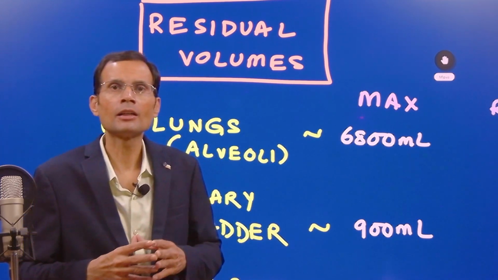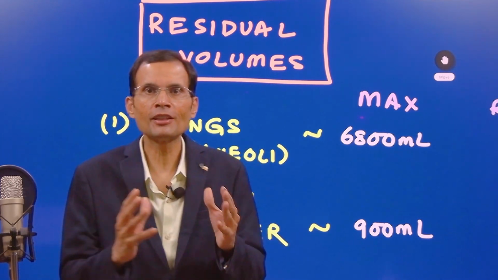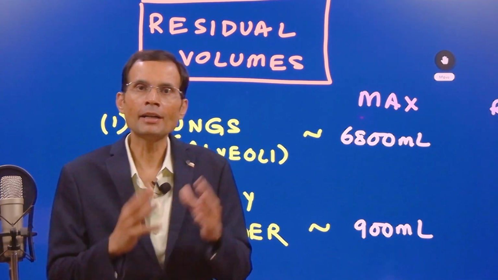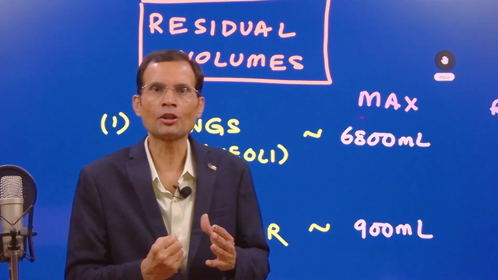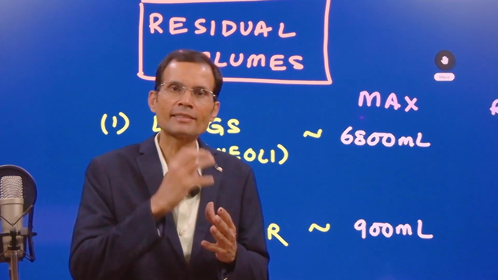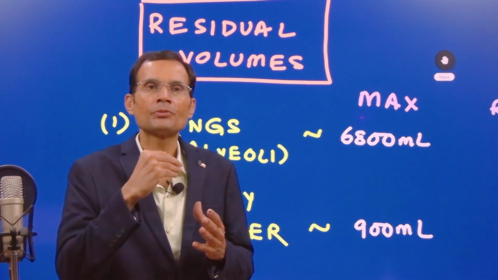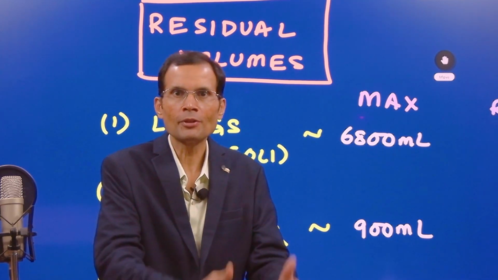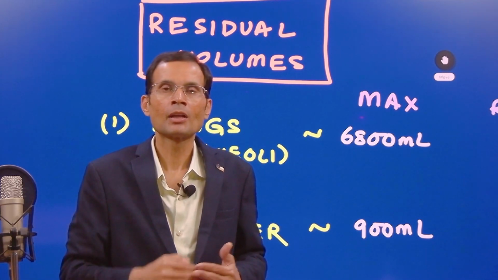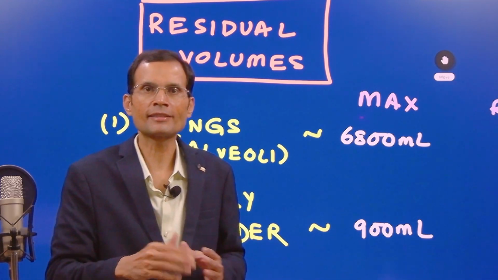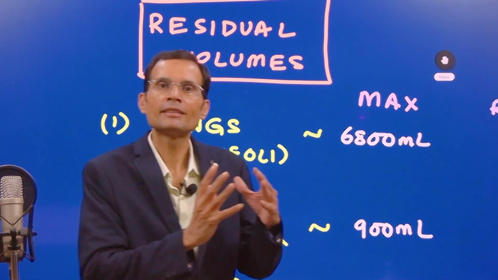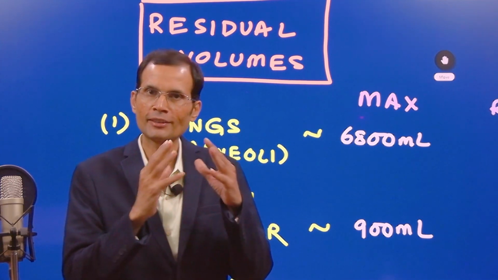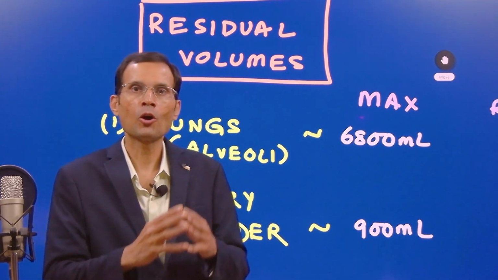We have a few hollow sphere-like organs or hollow viscera, and they receive the content. Once they are received and filled with the content, they send it outward. Now, whatever content was received by them, all of it is not sent outward. Some of it stays back, and that is technically the residual volume for that particular organ or the viscus.